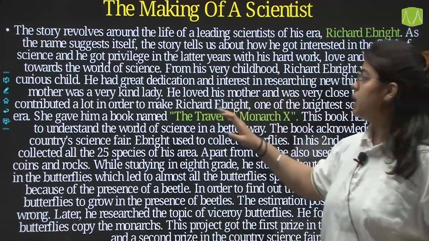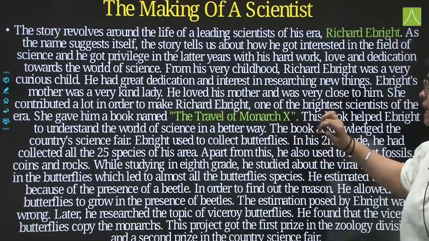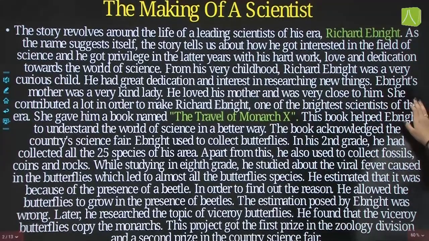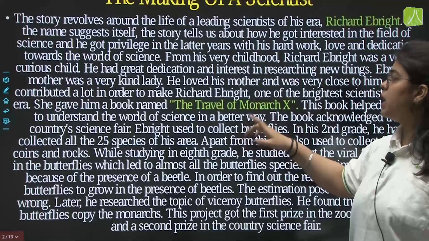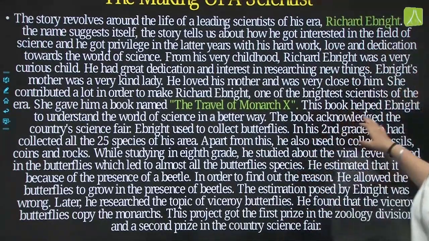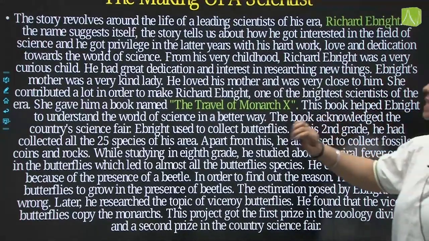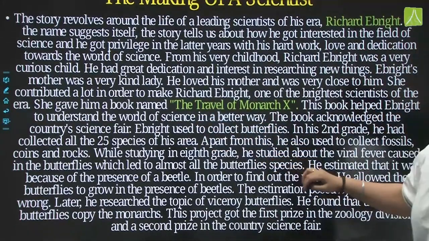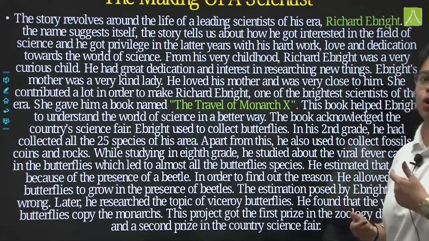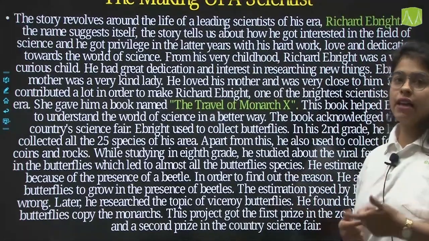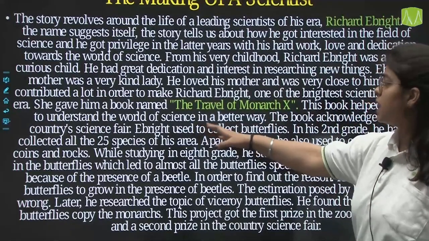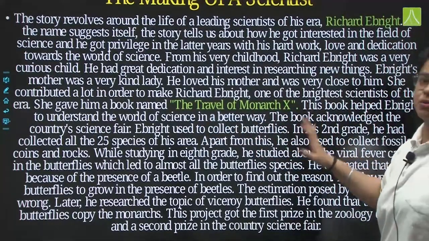Ebright's mother was a very kind lady. He loved his mother and was very close to her. She contributed a lot in making Richard E. Ebright a perfect scientist, one of his era. She gave him a book named The Travels of Monarch X. When he read this book, his life changed. This book helped him understand the world of science in a much better way.